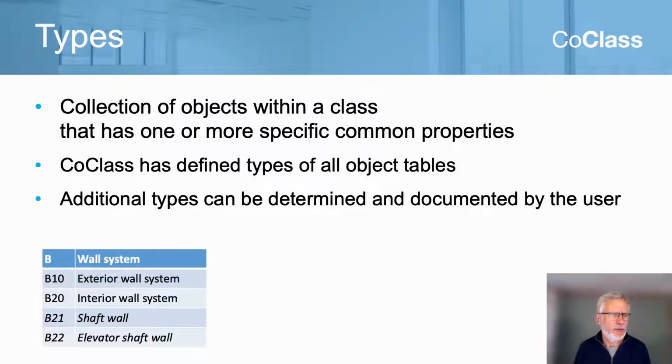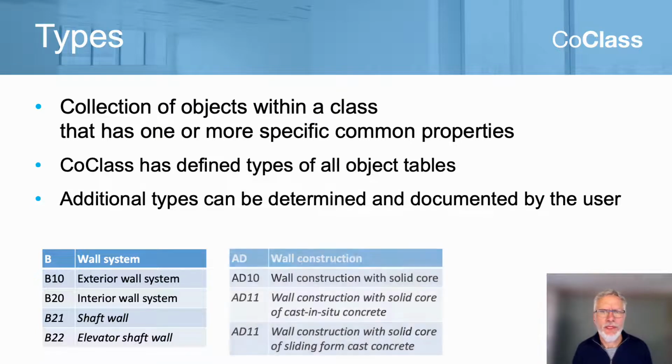So some examples: the class B wall system, the functional system. We have types for exterior wall, interior wall, shaft wall, and elevator shaft walls. And you can see then that B10 and B20 are types of B, and B21, B22 are types of B20. So it's a type, you might call it.